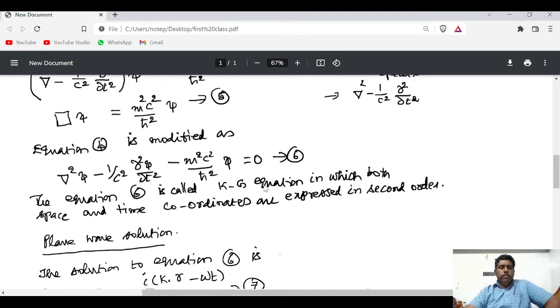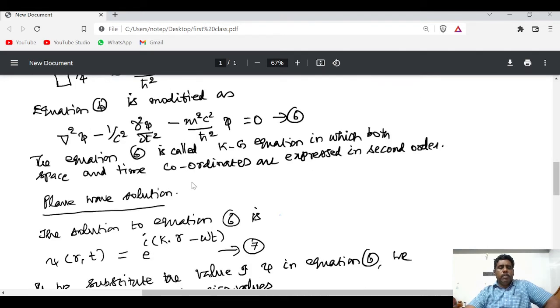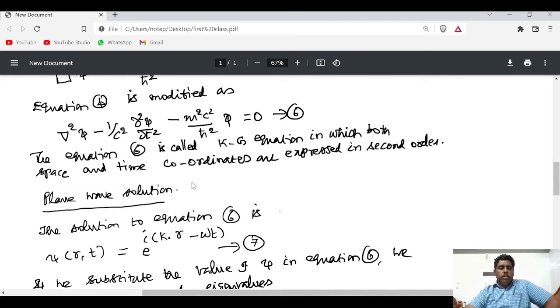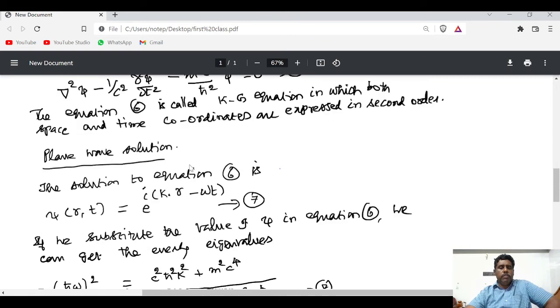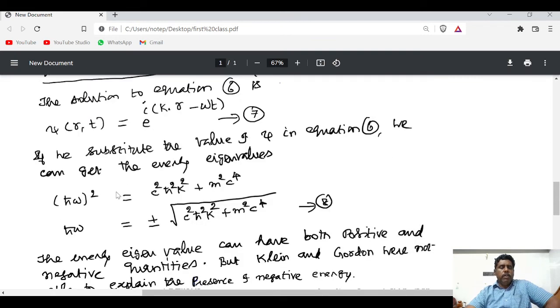In this equation, you may see both the coordinates space and time are expressed in second order. If you want to develop the solution for this equation, the possible solution is psi of r comma t equal to e power i k dot r minus omega t. If you substitute the value of psi in this equation 6, we can get the eigenvalues. H cross omega whole square is equal to c square h cross square k square plus m square c power 4. Here h cross omega and h cross k are the two eigenstates.